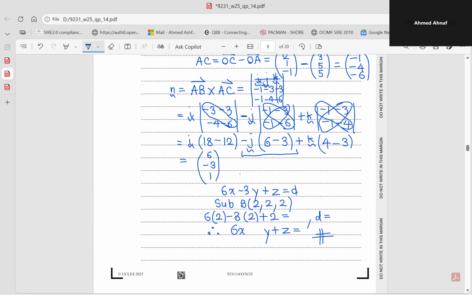So 12 minus 3 times 2, that's 6. 12 minus 6 is 6. Plus 2, that's 8. So therefore, D is 8. So our final answer is 6x minus 3y plus z equals 8. This is the final answer. And please learn from my mistake. Please check your answer with a calculator, all right? But still, show your working, okay?